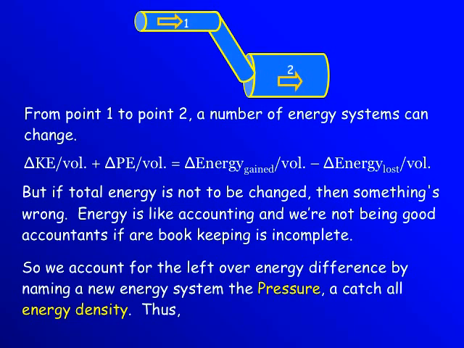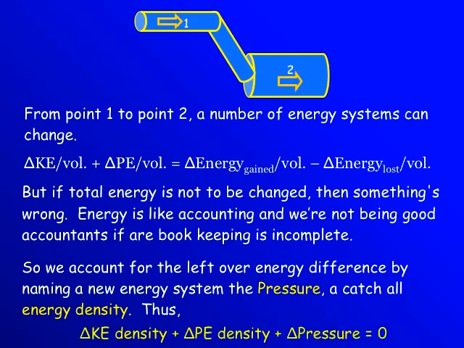So we need another energy form. We account for the leftover energy difference of both the potential and kinetic energy decreasing by naming a new energy system. This is the pressure. The pressure is simply a catch-all. It's an energy density to balance the books, to be the good accountant. It's catching any mistakes, in a sense. Kinetic energy has been lost, potential energy has been lost, so we have the pressure there to catch the loss. The pressure increases because both the kinetic energy and potential energy have decreased. So the pressure at 2 is higher than at 1.